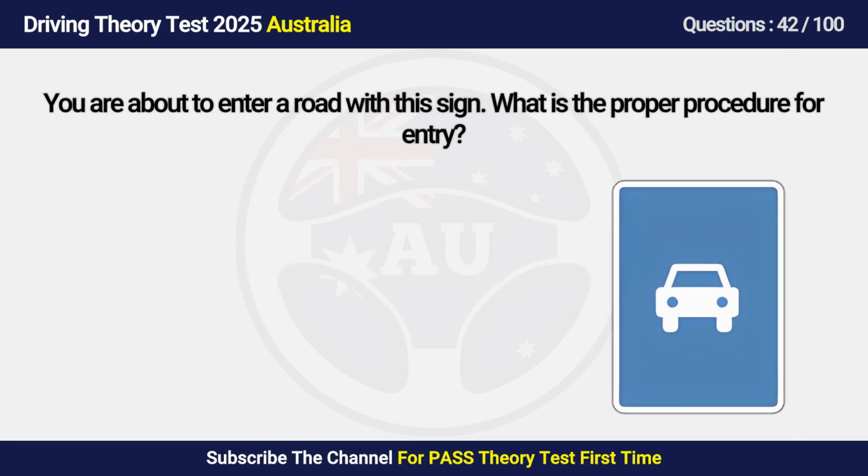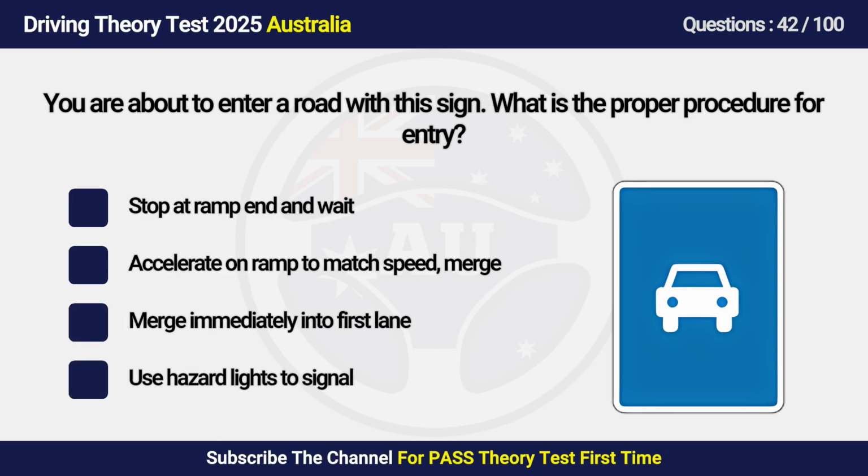Question 42. You are about to enter a road with this sign. What is the proper procedure for entry? A. Stop at ramp end and wait. B. Accelerate on ramp to match speed merge. C. Merge immediately into first lane. D. Use hazard lights to signal.